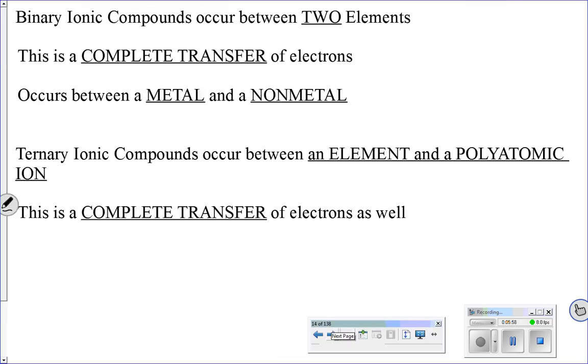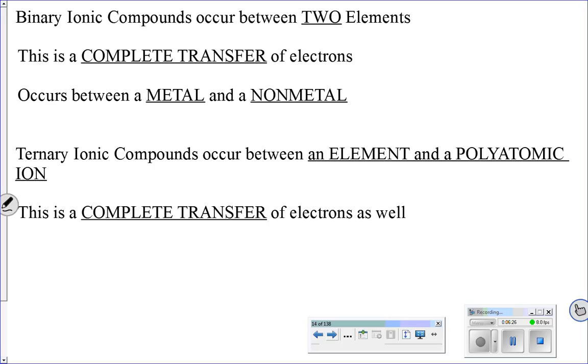So some stuff to understand. Binary ionic compounds occur between two elements. So these are when we talked about just two capital letters, crisscross naming in the beginning of the year. This is a complete transfer of electrons occurring between a metal and a non-metal. Ternary ionic compounds are the same type of bonding. This is still a complete transfer of electrons. However, they're occurring between an element and a polyatomic ion.